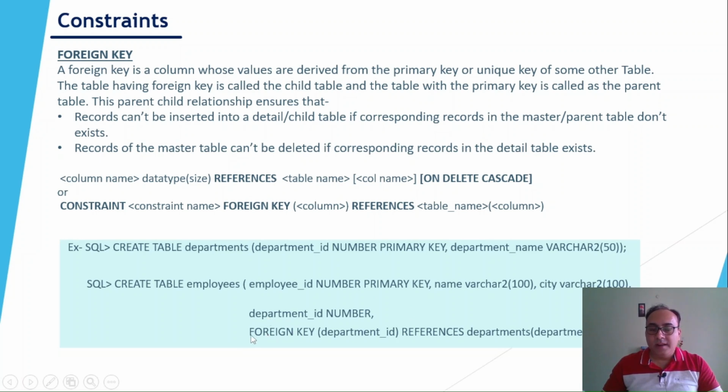If you look at the last statement, FOREIGN KEY department ID, we are making a foreign key on the department ID field. From where is this value coming? REFERENCES departments, department ID. It means this table can contain only that department ID which exists in the departments table.